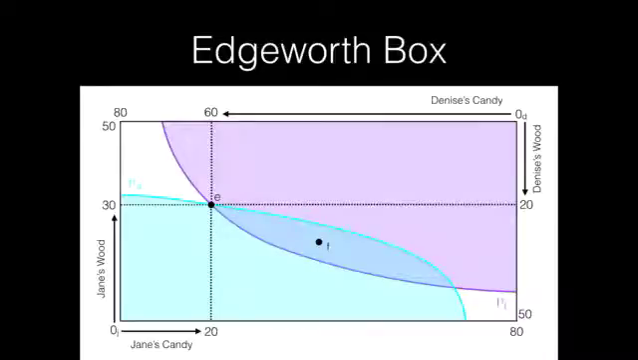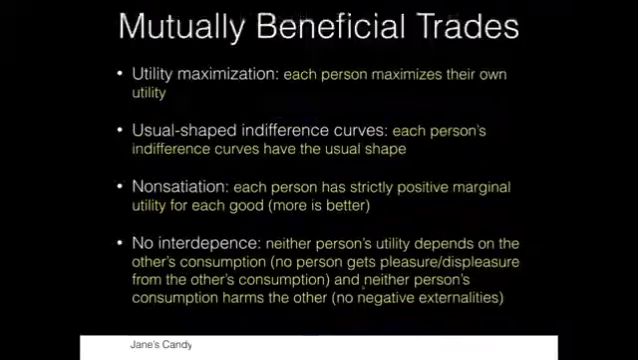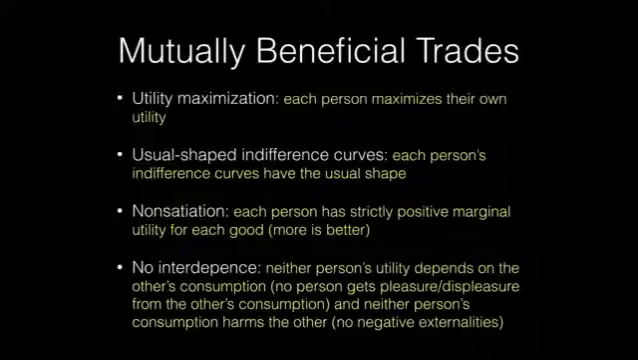So these individuals would willingly exchange wood for candy bars in order to get to this point, because both individuals would have higher utility after the trade and the adjustment of those initial endowments. So just make sure you realize that we're talking about mutually beneficial trades. Each person is going to try to maximize their own utility. We have the same shaped indifference curves that we talked about previously.